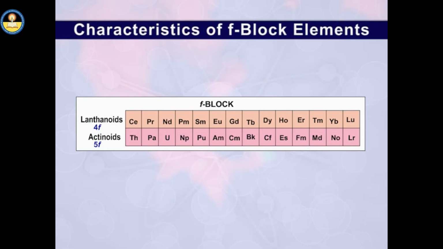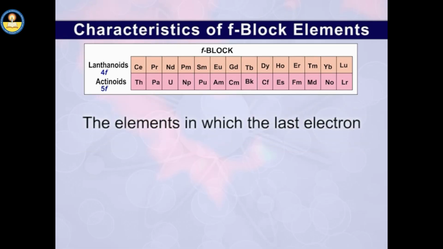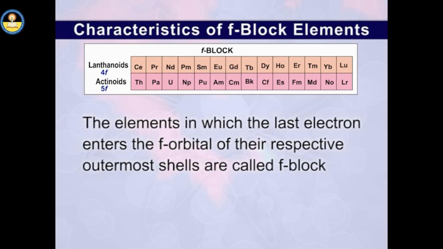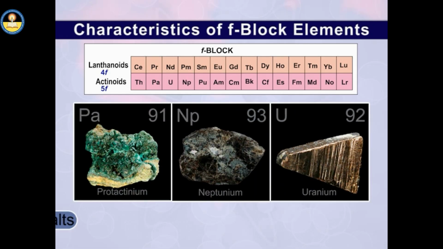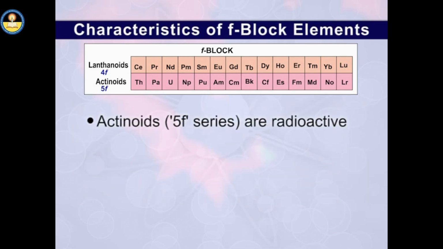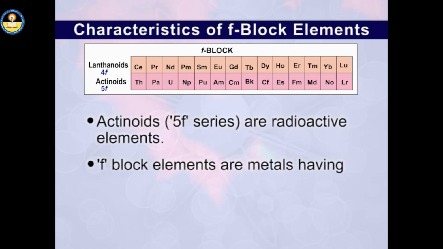Characteristics of F-block elements. The elements in which the last electron enters the f orbital of their respective outermost shells are called F-block elements. These elements form colored salts as their salts absorb light from certain visible wavelengths. Actinides, that is, the 5f series, are radioactive elements. F-block elements are metals having high melting and boiling points.